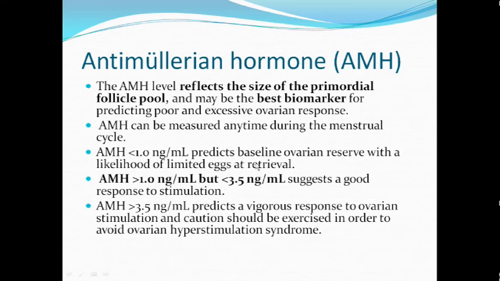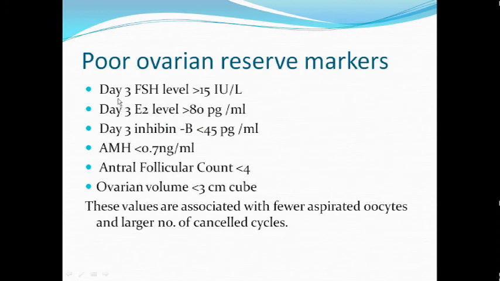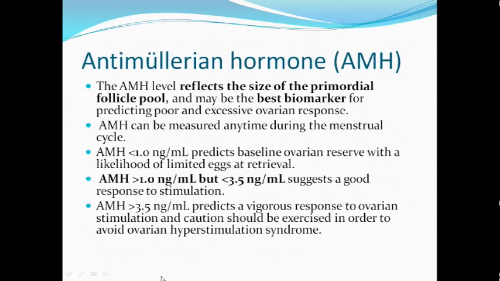AMH is the best biomarker for the ovarian reserve, and it reflects the size of the primordial follicular pool. AMH can be measured anytime during the menstrual cycle, while the hormonal profile we do on day 3: day 3 FSH, day 3 E2, day 3 inhibin. AMH can be done anytime. Its normal level is between 1 and 3.5 nanograms per ml. This suggests a good response to stimulation if you do ovulation induction.